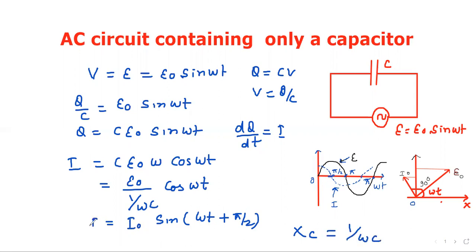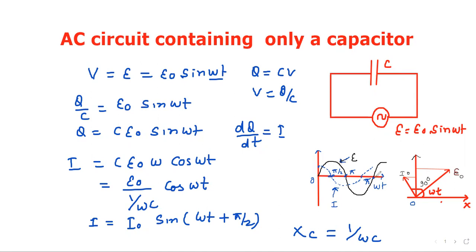Clearly, the equation of voltage is E equal to E0 sine omega t, and that of current is I equal to I0 sine omega t plus pi by 2. It means current leads voltage by pi by 2. Here it is shown current is starting from here. Here it is attaining peak value, whereas voltage is 0. And when current becomes 0, voltage attains its peak value.